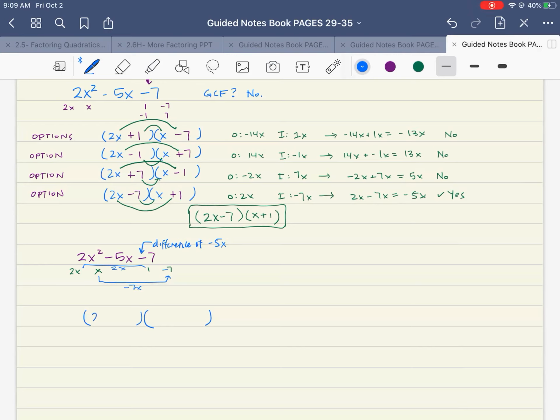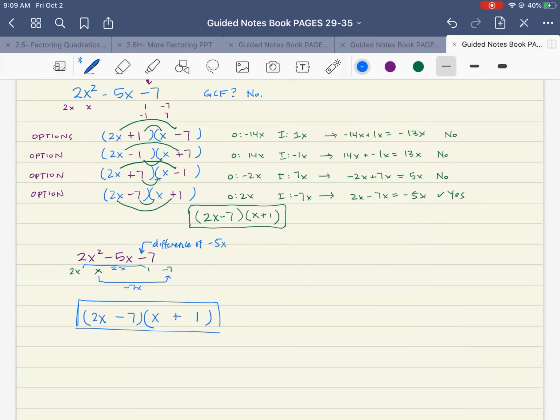So then when I put it into my parentheses, I just have to put it in correctly. The 2x, I want it to multiply by the 1, so those are like my outside times outside. And then the x, I want to multiply by my negative 7, so they become those inside terms when you're multiplying them. And then this would be your conclusion there.